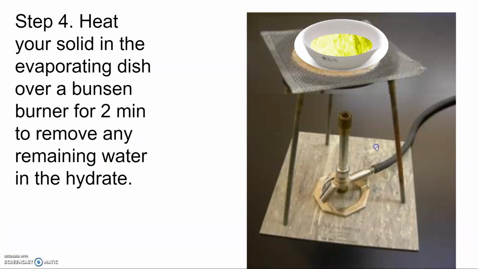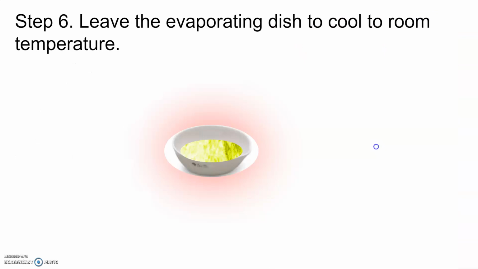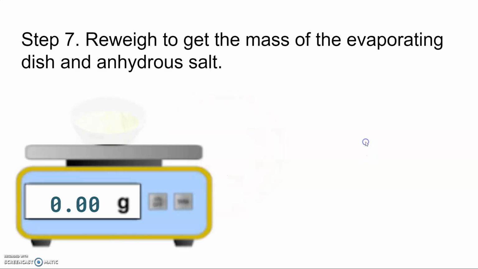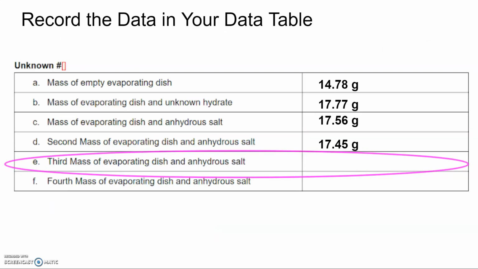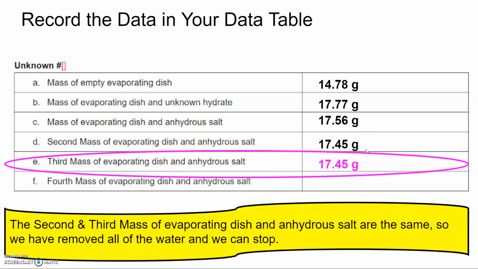All right, so we're going to take our solid again. Let's go ahead and heat it for 2 minutes. Turn off our Bunsen burner. Remove our evaporating dish with tongs and let it cool to room temperature. Let's go ahead and weigh it. And this time we get the mass 17.45. So let's go ahead and check that. That's the same mass. This third heating is the same mass as the second mass. So that means we've already removed all the waters. The masses haven't changed, so all the waters are gone. In that case, we can go ahead and stop. We don't need to do that fourth mass.